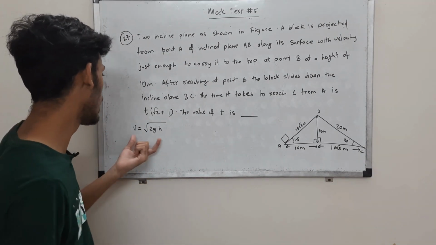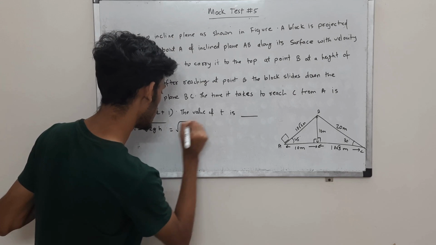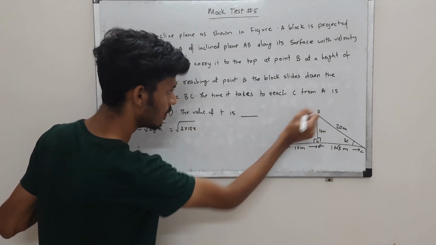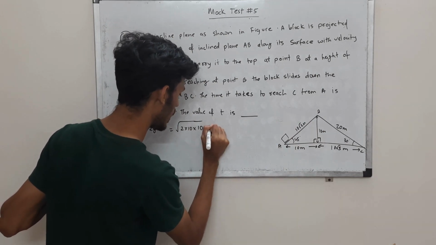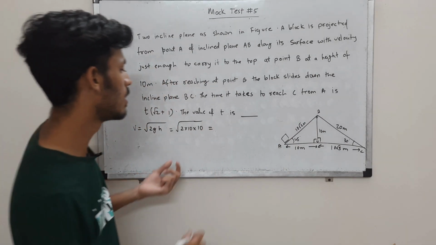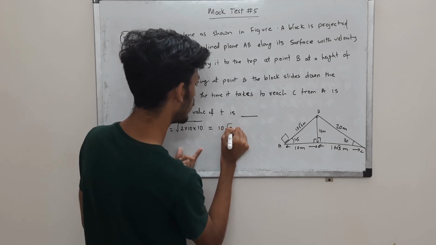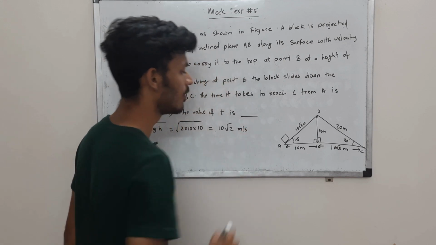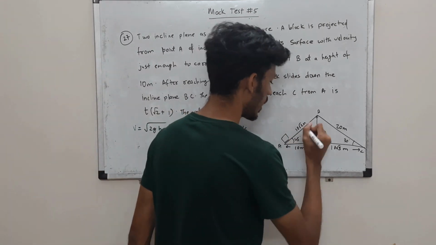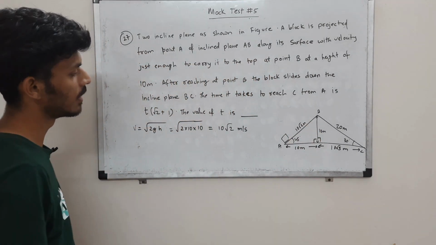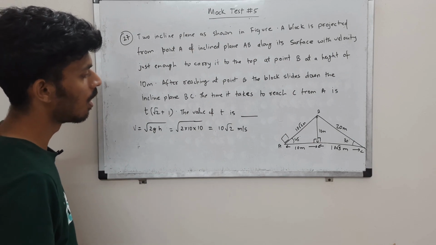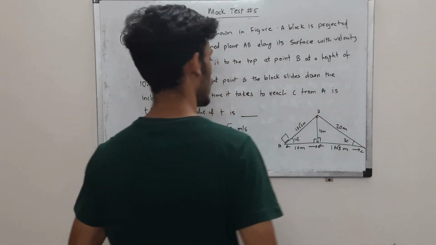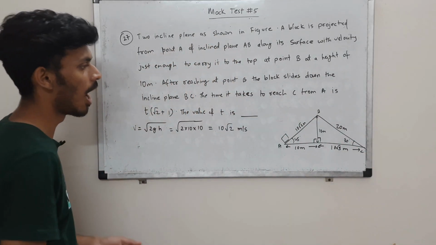So what is this value? 2 into g is 10 and h, the height which we have to make it reach, is also 10. So 10 times 10 will come out of the root sign, and root 2 will remain. So this is the velocity that we will give that block, 10 root 2. That is the velocity with which it is projected. Now what will happen? It will reach this point P, point B. So how much time will it take?